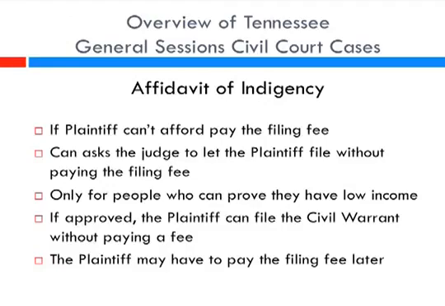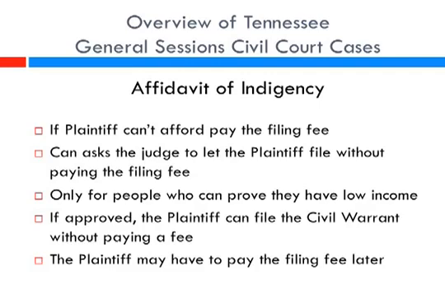In order to file the civil warrant, the plaintiff must pay a filing fee to the General Sessions Civil Court. The court clerk's office knows how much the fees are. If the plaintiff cannot pay the filing fee, he or she can file something called an Affidavit of Indigency. An Affidavit of Indigency asks the judge to let the plaintiff file the civil warrant to start the lawsuit without paying the filing fee. It is only for people who can prove that they have low or no income. If the court approves or okays the Affidavit of Indigency, the plaintiff can file the civil warrant without paying a filing fee. The plaintiff may have to pay the filing fee later.